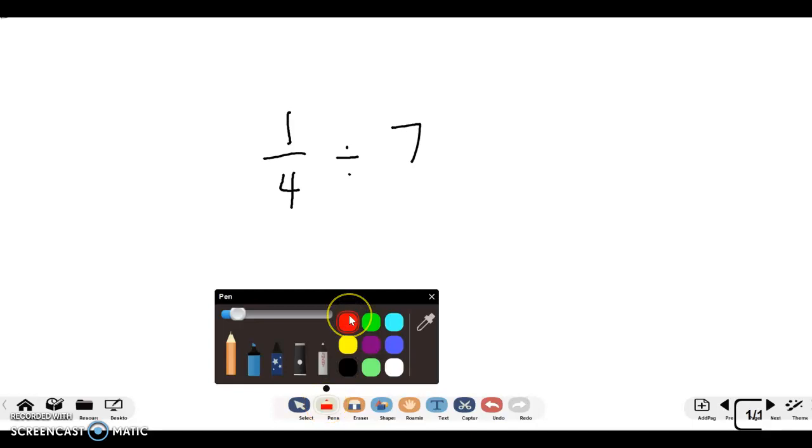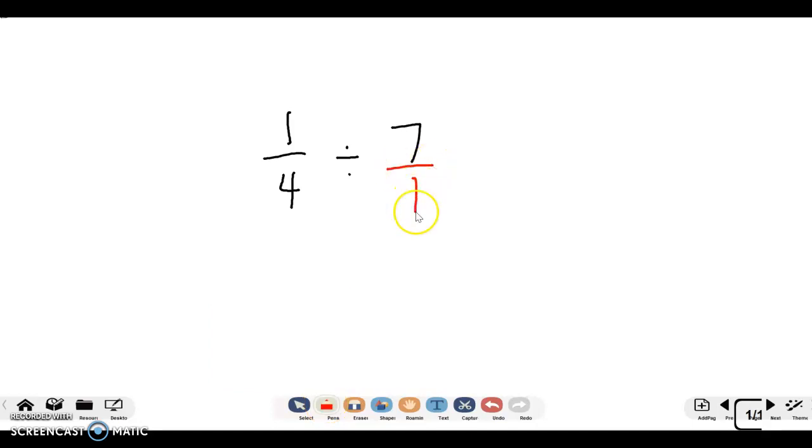Okay, today we're going to do a little bit more practicing with our division, with fractions and whole numbers here. So we're going to start with 1/4 divided by 7. So the first step is to turn this whole number into a fraction.